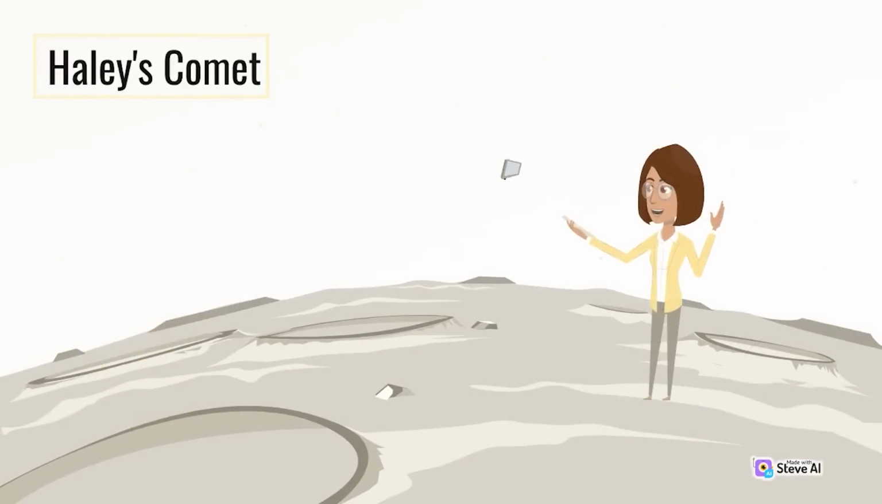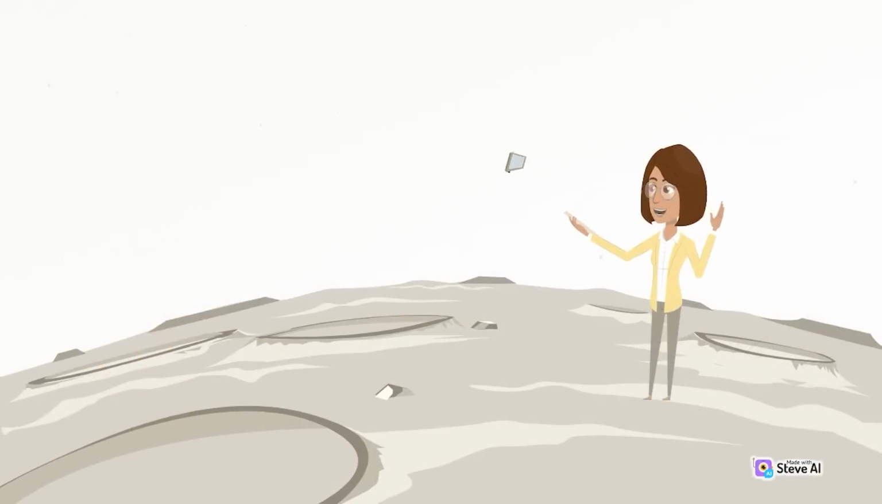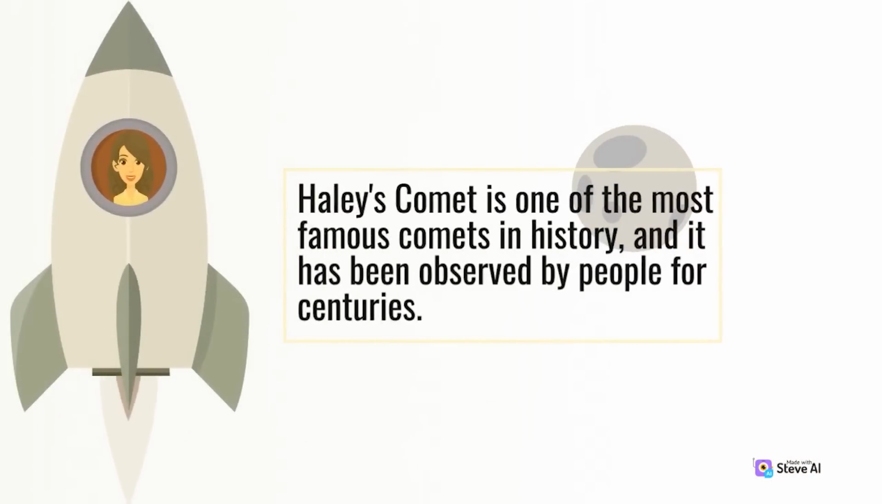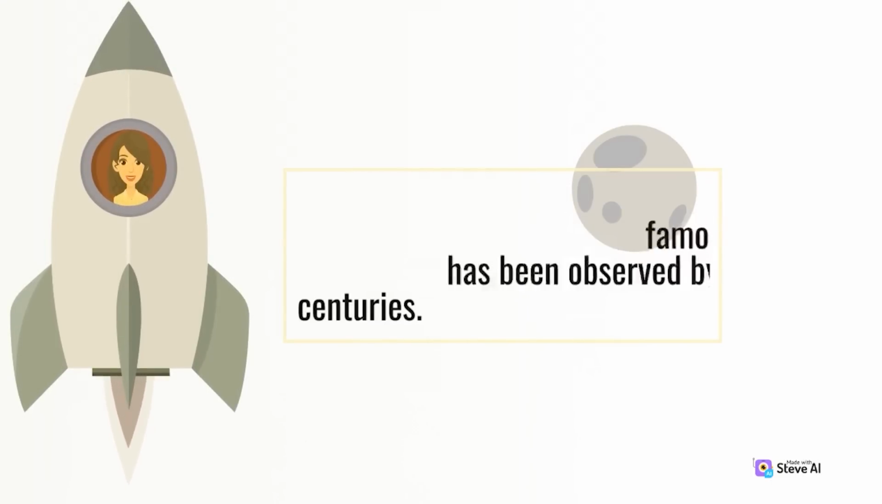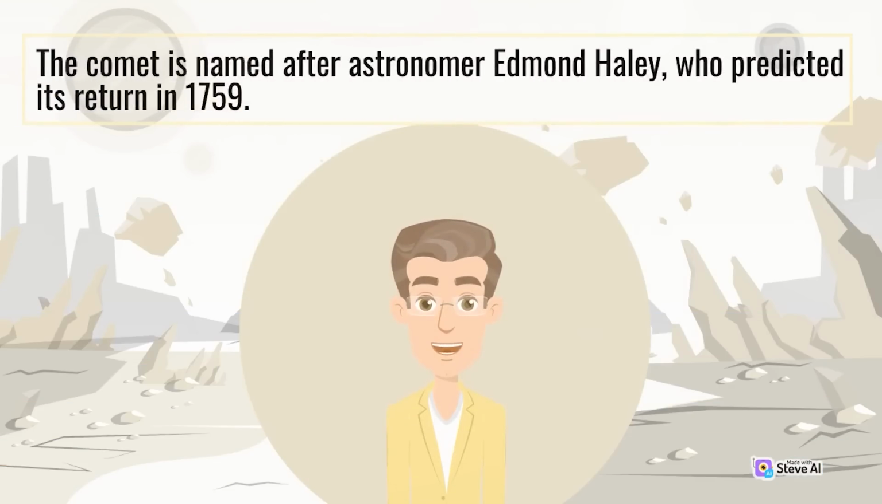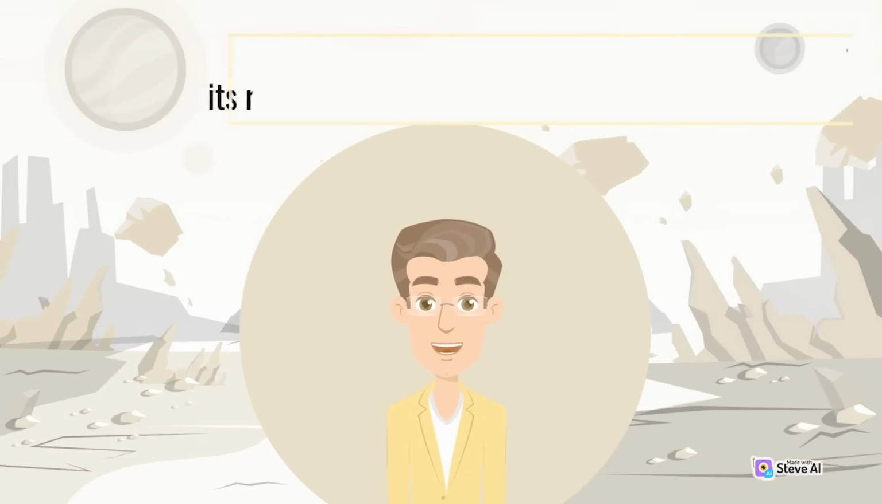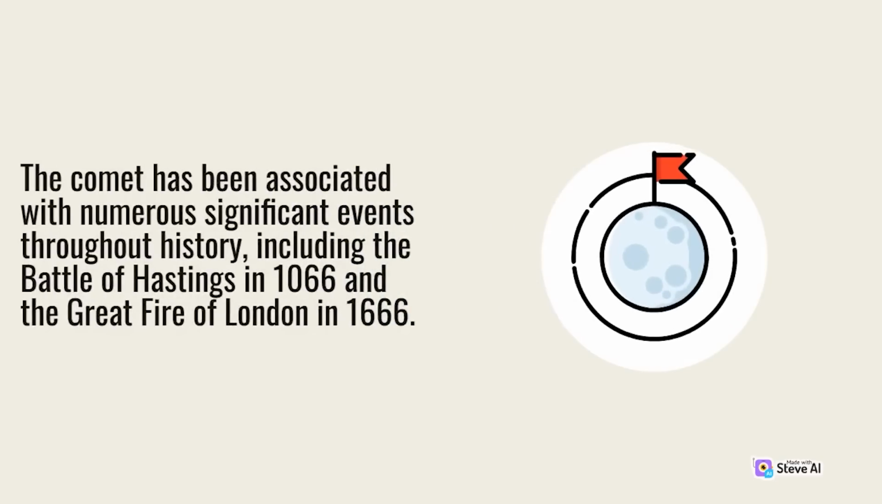Halley's Comet. Halley's Comet is one of the most famous comets in history, and it has been observed by people for centuries. The comet is named after astronomer Edmund Halley, who predicted its return in 1759. The comet has been associated with numerous significant events throughout history, including the Battle of Hastings in 1066 and the Great Fire of London in 1666.